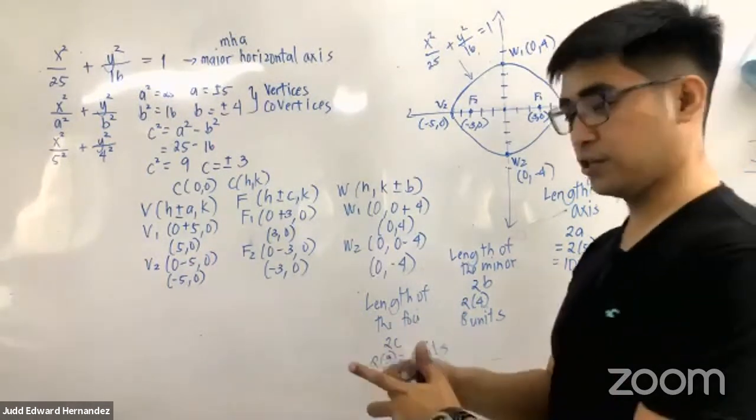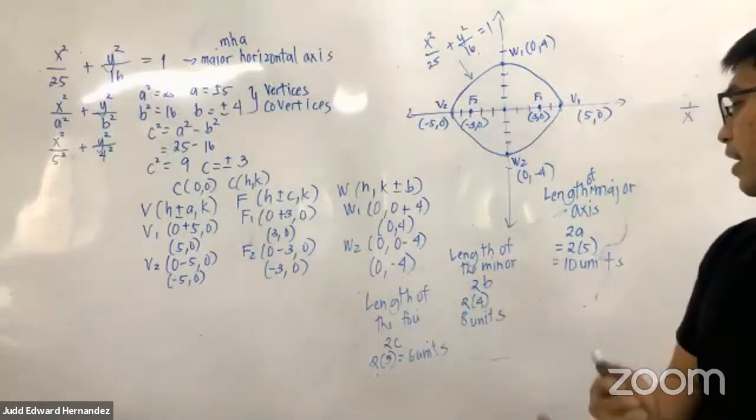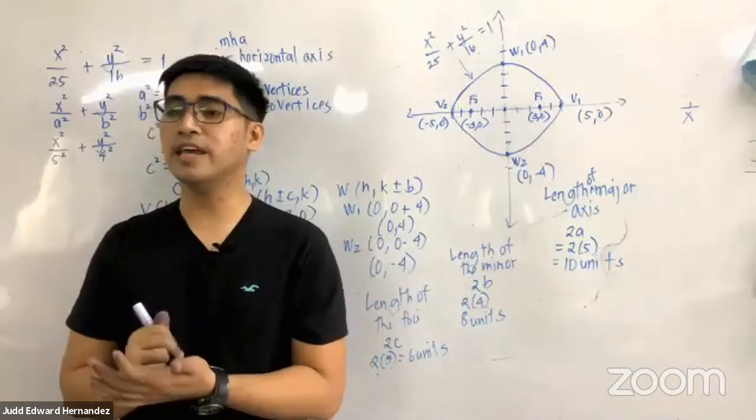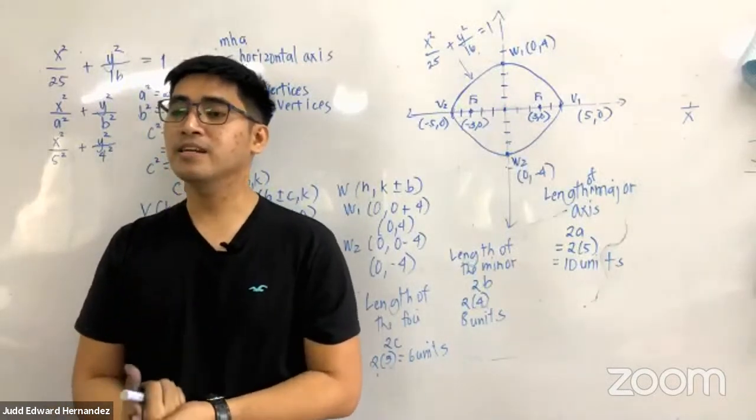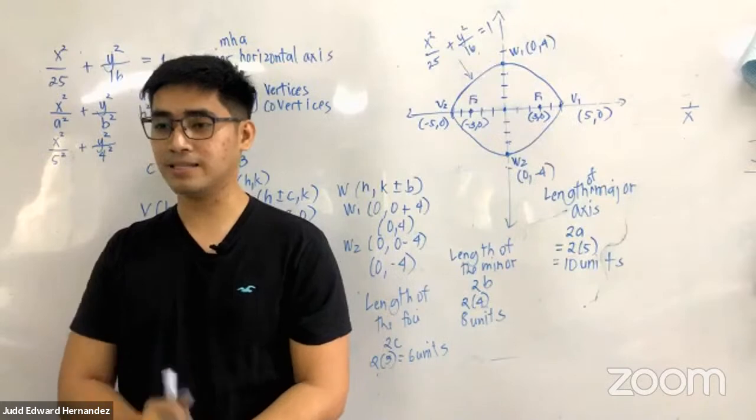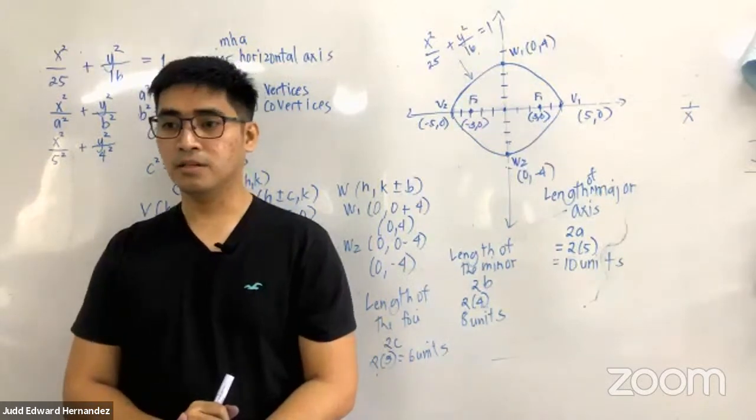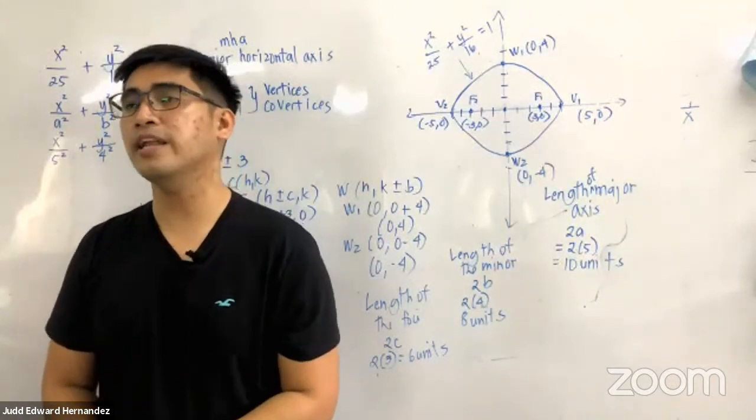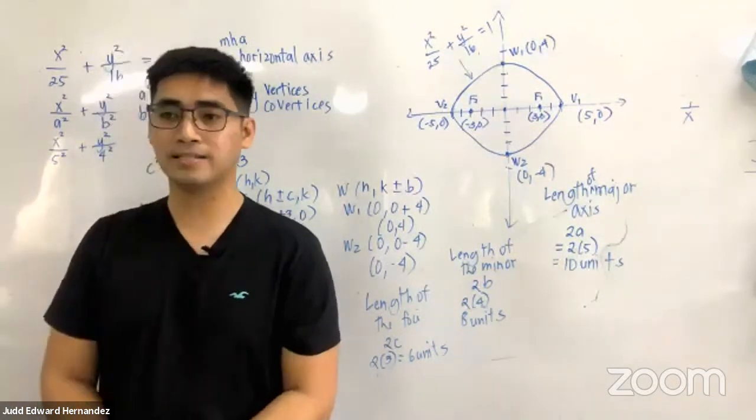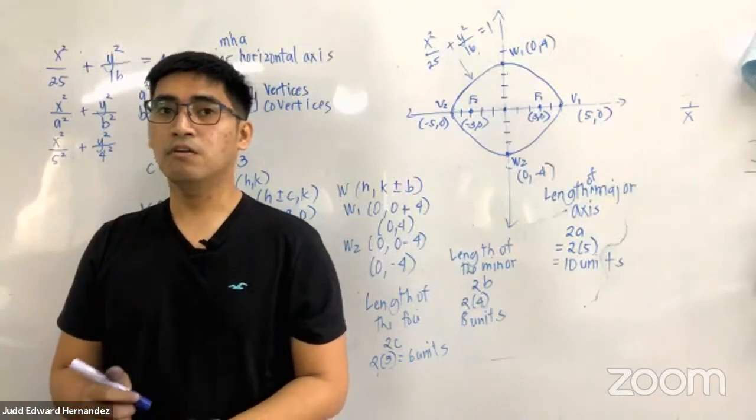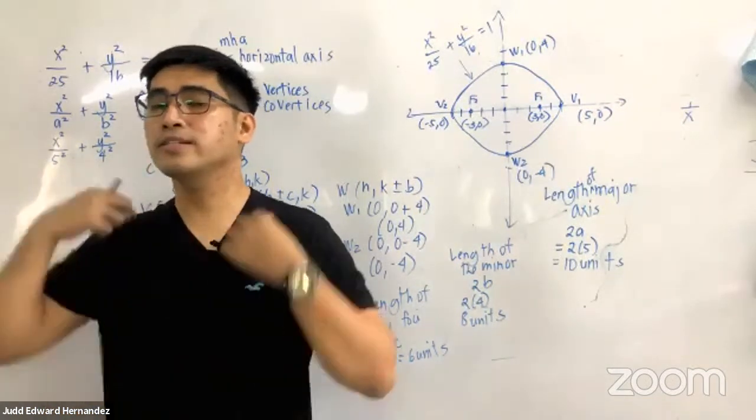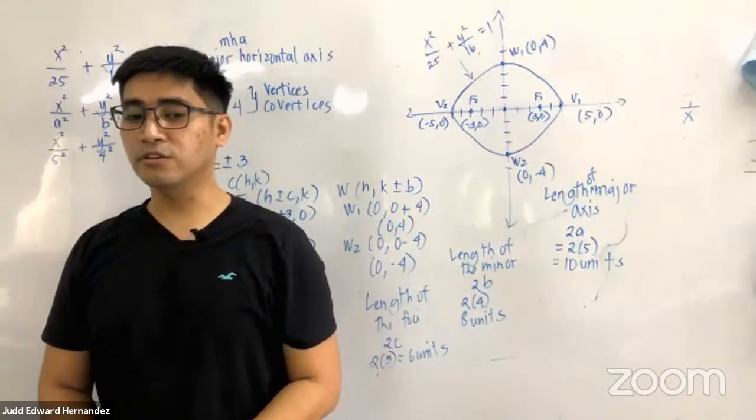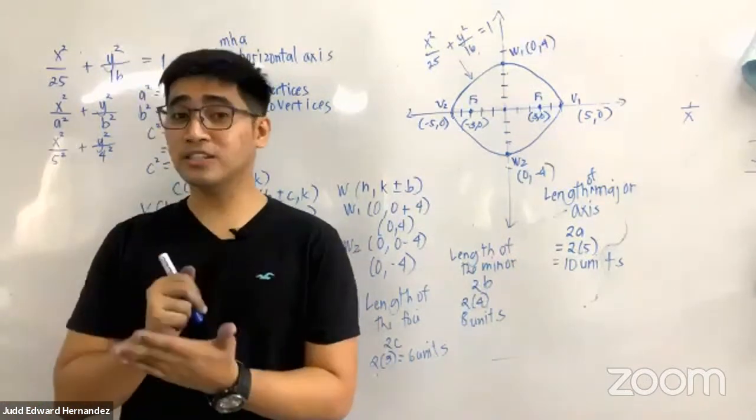Okay, last questions. What is the length of the semi-major axis? 5. That is 5 units. What is the length of the semi-minor axis? 4. 4 units. What is the length of the semi-foci? 3. Very good.